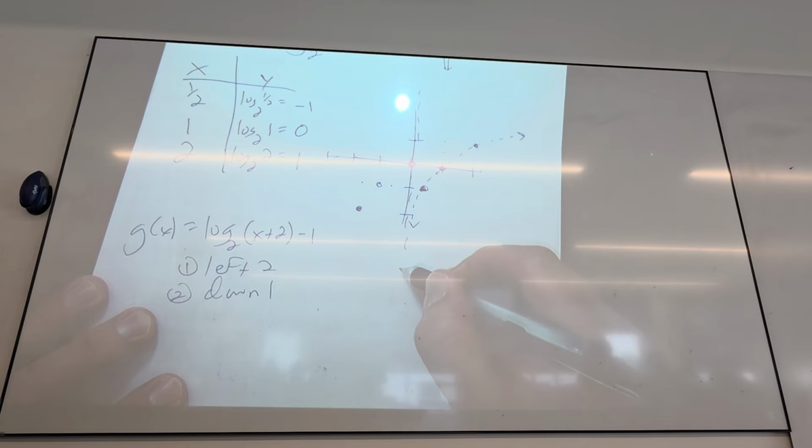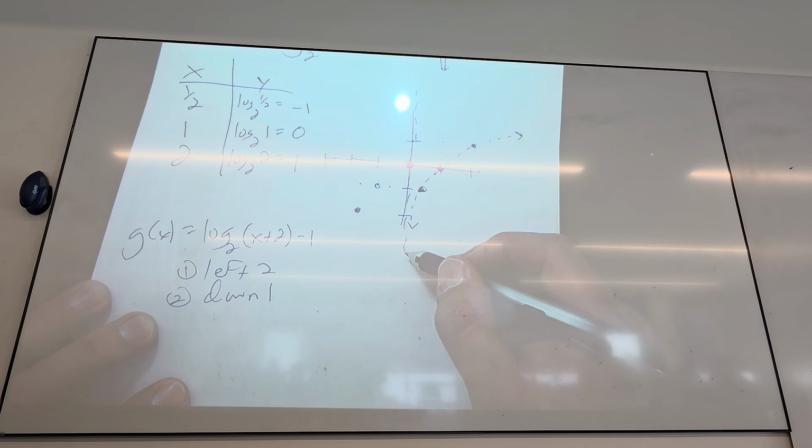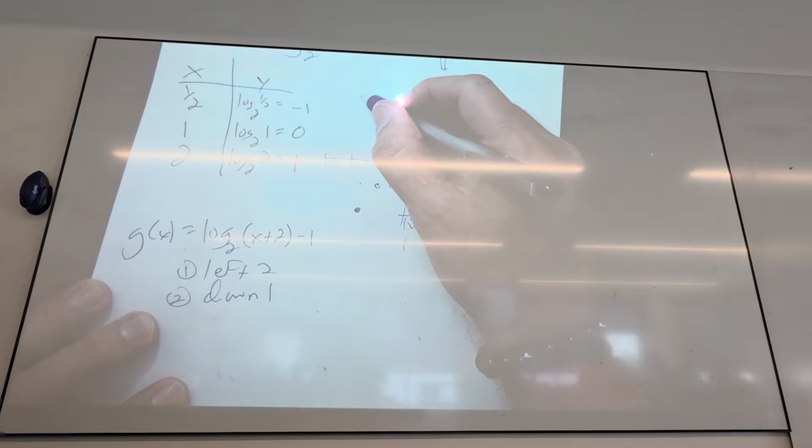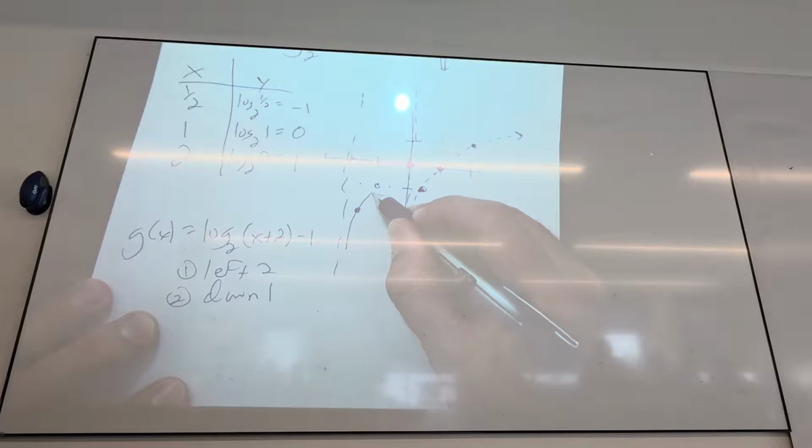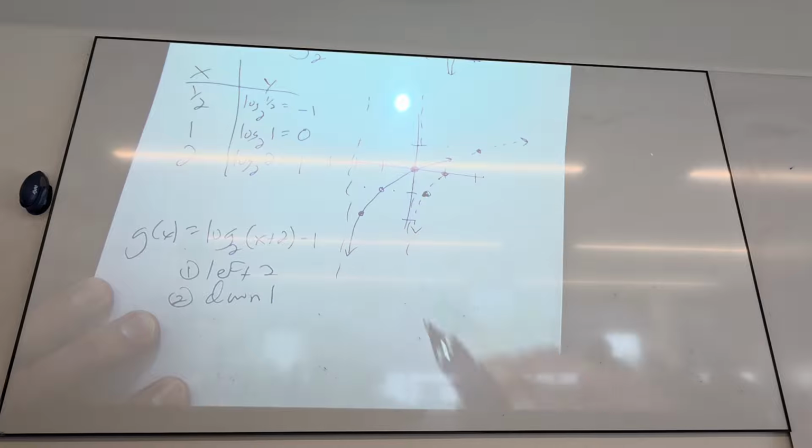It was here. Where's it now? Negative 2, x equals negative 2, I like it. Because everything moved back 2, correct? So now it looks like it's got the same shape, it just looks like that now.